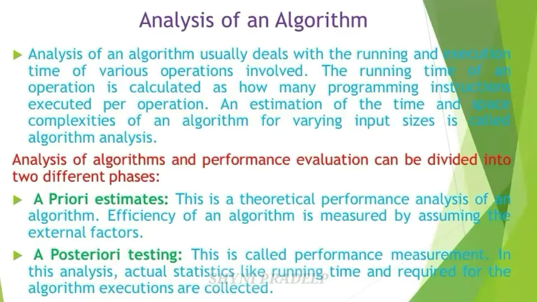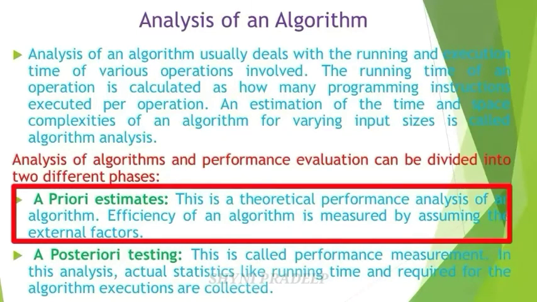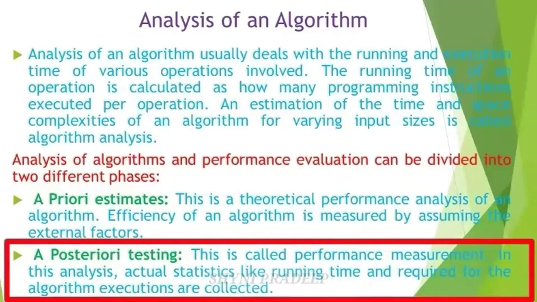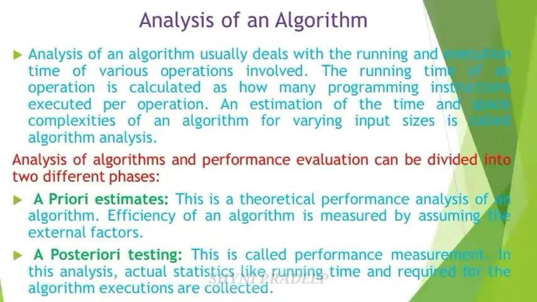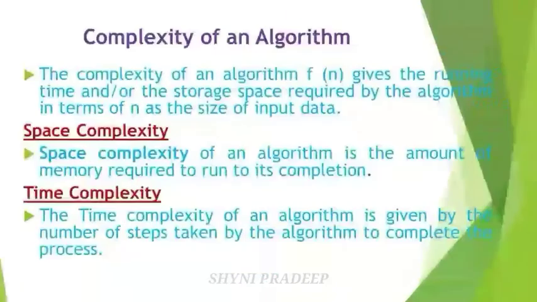These two are mainly used to estimate the performance of the algorithm. A priori estimate is the theoretical performance analysis, and a posteriori estimate means performance measurement. In a priori estimate, the efficiency of an algorithm is measured by assuming external factors, because it is a theoretical performance analysis. But in a posteriori estimate, running time and algorithm executions are collected, so it is called performance measurement. So this is called analysis of algorithm.